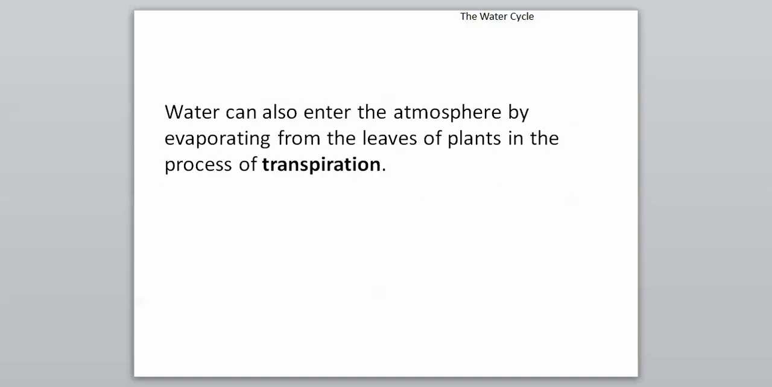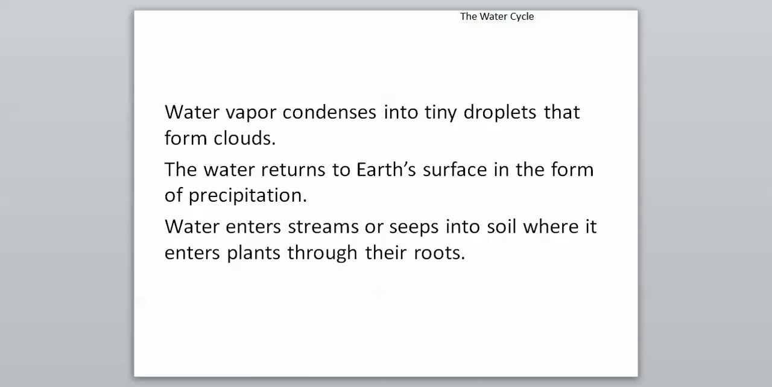Water can also enter the atmosphere by evaporating from the leaves of plants in the process of transpiration. Transpiration and evaporation are very similar, the only difference being that transpiration occurs when the water leaves a plant. You will need to know that word, transpiration, water leaving the plant. Then water vapor will condense into tiny droplets that form clouds, and that's the process of condensation. Then the water will return to the Earth's surface in the form of precipitation.